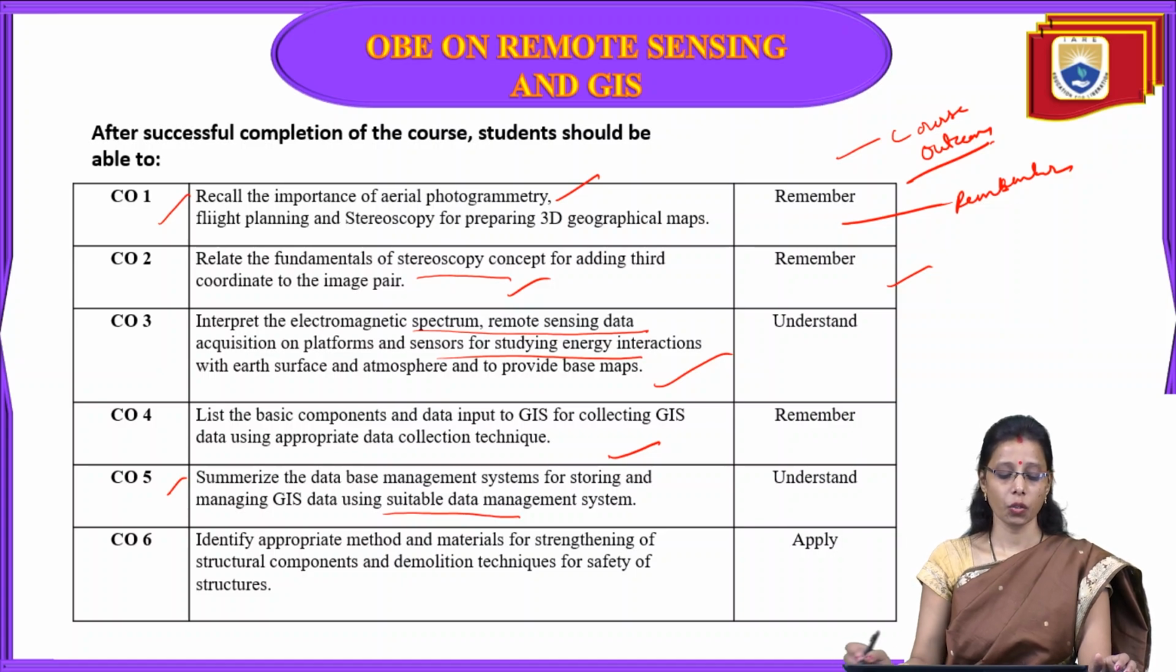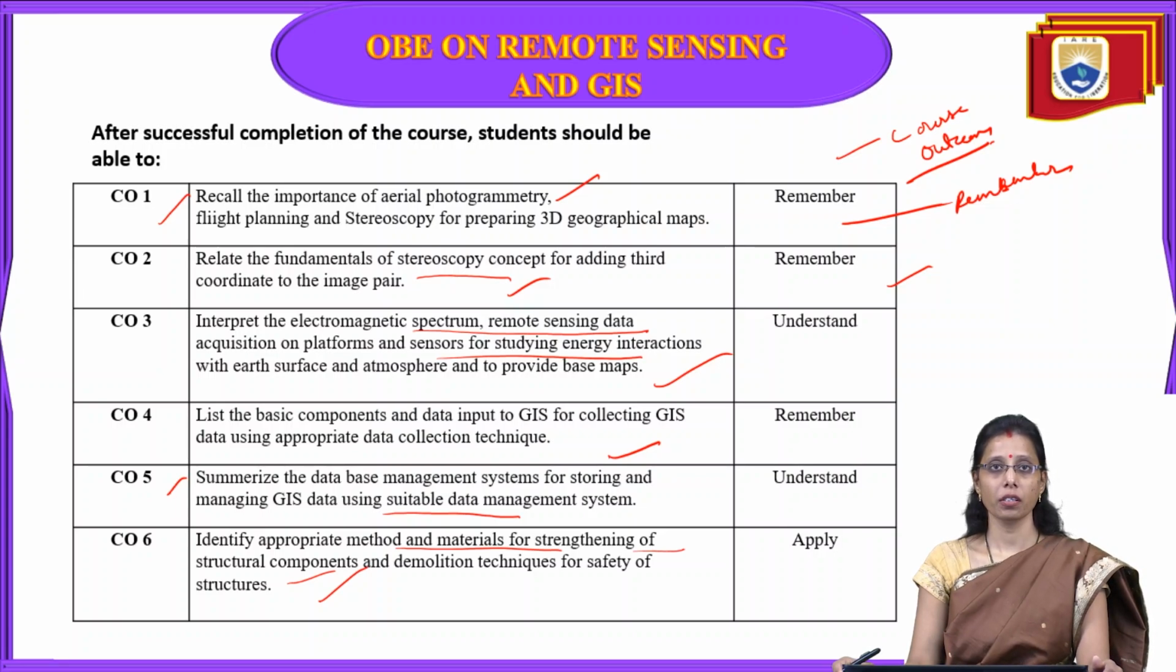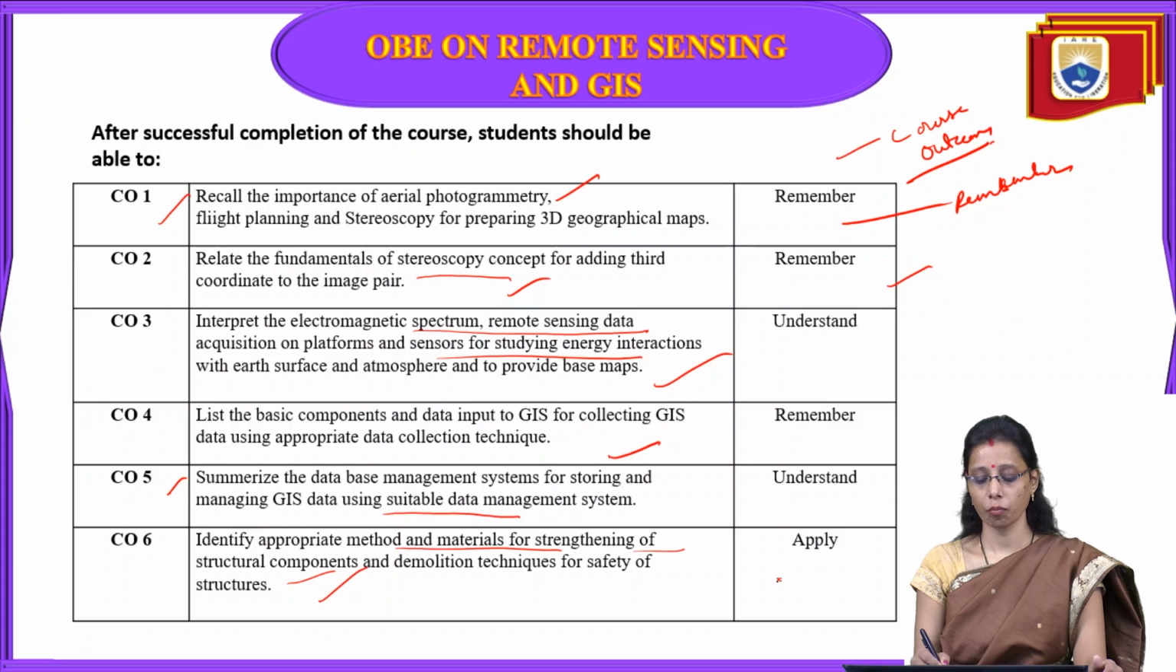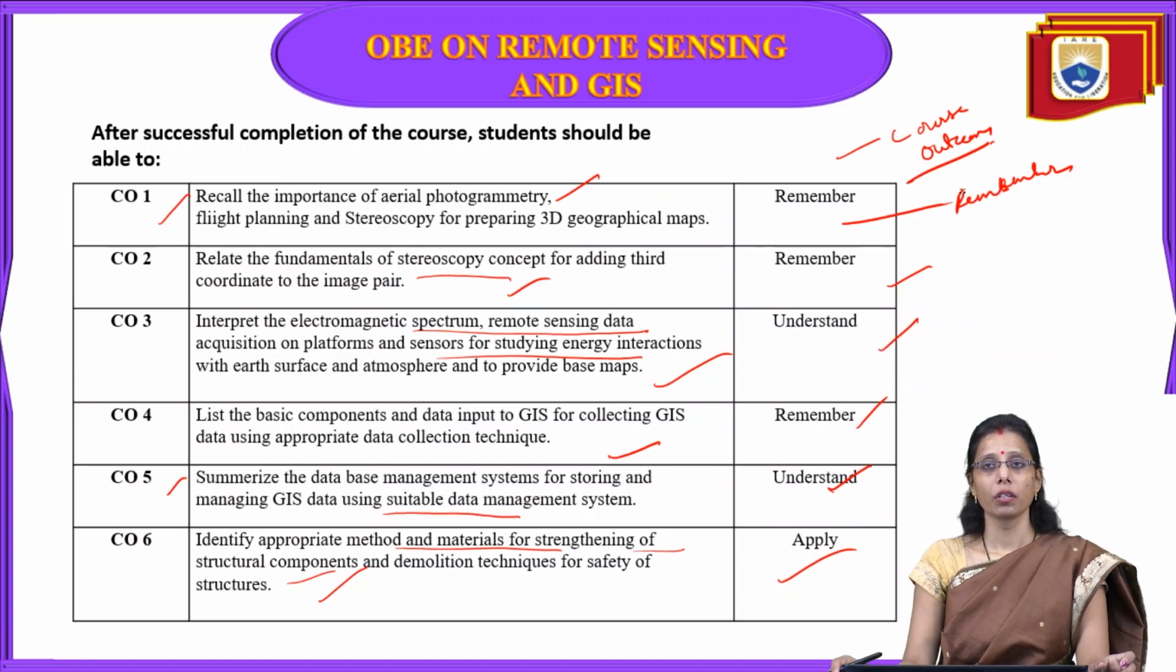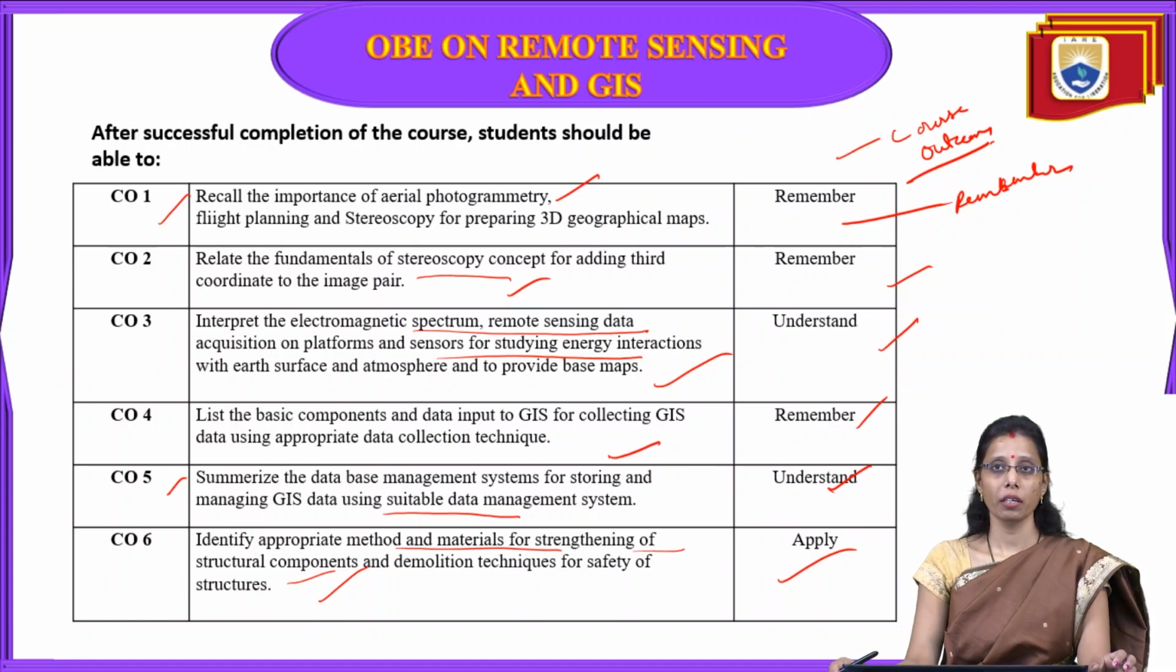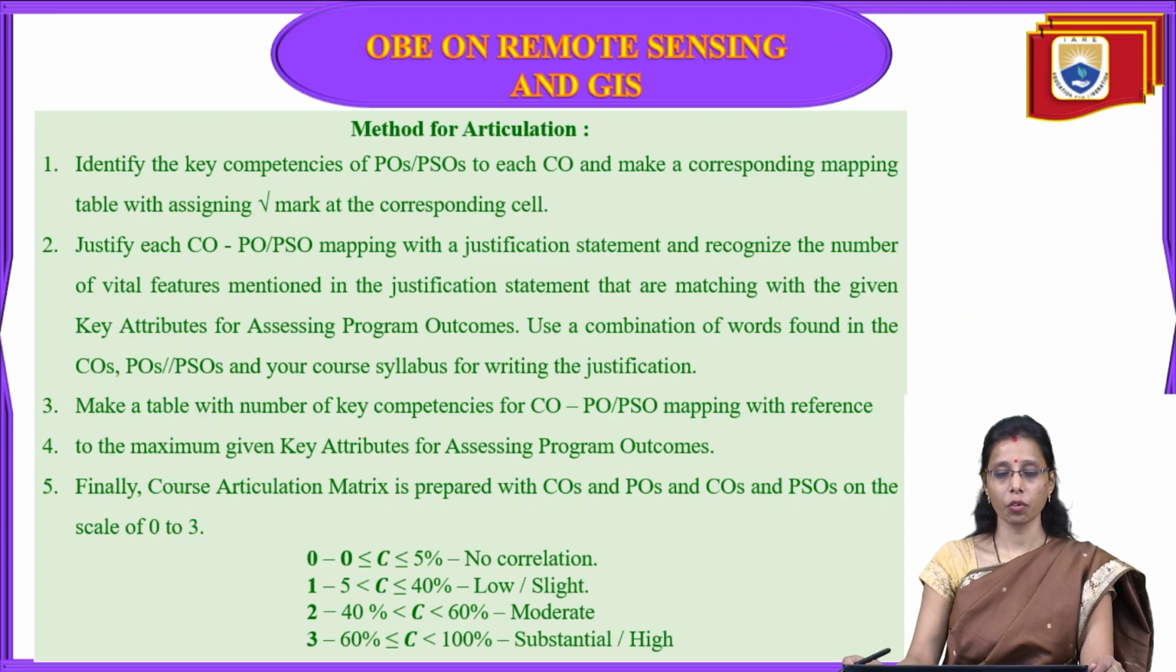Now course outcome 6. What is course outcome 6? To identify the appropriate method, material and strengthening of the structural components and demolition techniques for the safety of structures. So this is about the application part. We can see here that the Bloom's taxonomy level is apply. Here the Bloom's taxonomy levels are understand, remember, understand, remember, remember. So for this course, the Bloom's taxonomy level goes till apply, and we can answer the questions till apply. So we have to take care of the application and we have to apply.